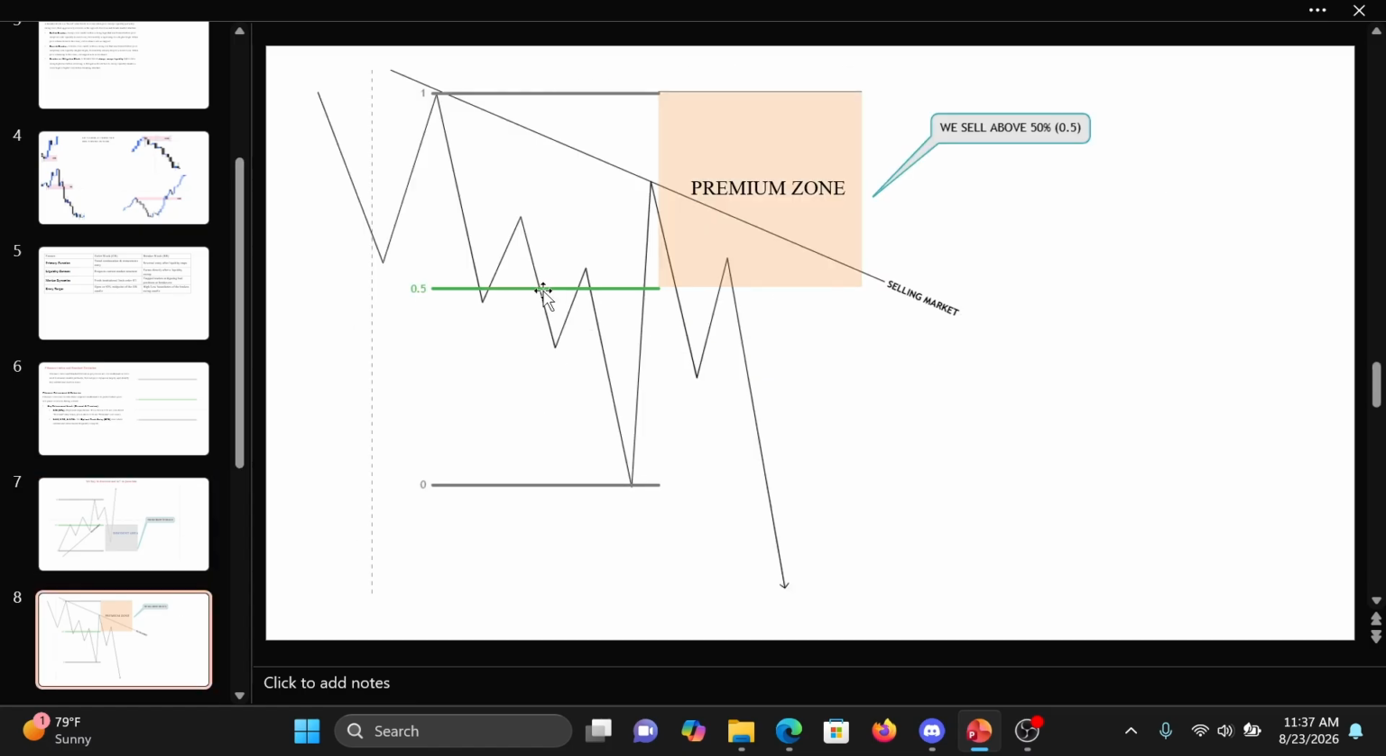Now again, if the market is bearish, or a selling market, it is creating lower lows, lower highs, lower lows, lower highs, and then we want to sell in the premium zone. We want to sell from here. Note again, don't sell below here. Why? Because if you sell below here, you are selling in a discounted zone, where you have higher chances that price may retrace against you.